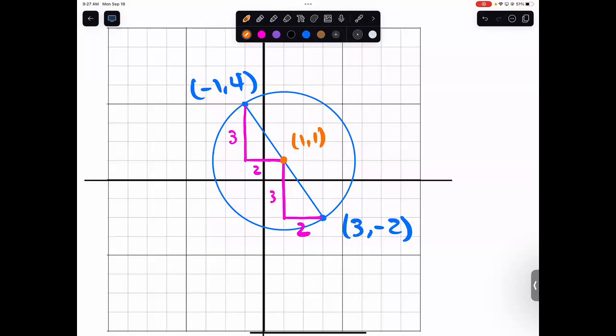I can do the same thing with the y's. How far apart are -2 and 4? 6. So from here to here is 6. That means I go 1, 2, 3, 1, 2, 3, right? And figure out where you land in the middle.